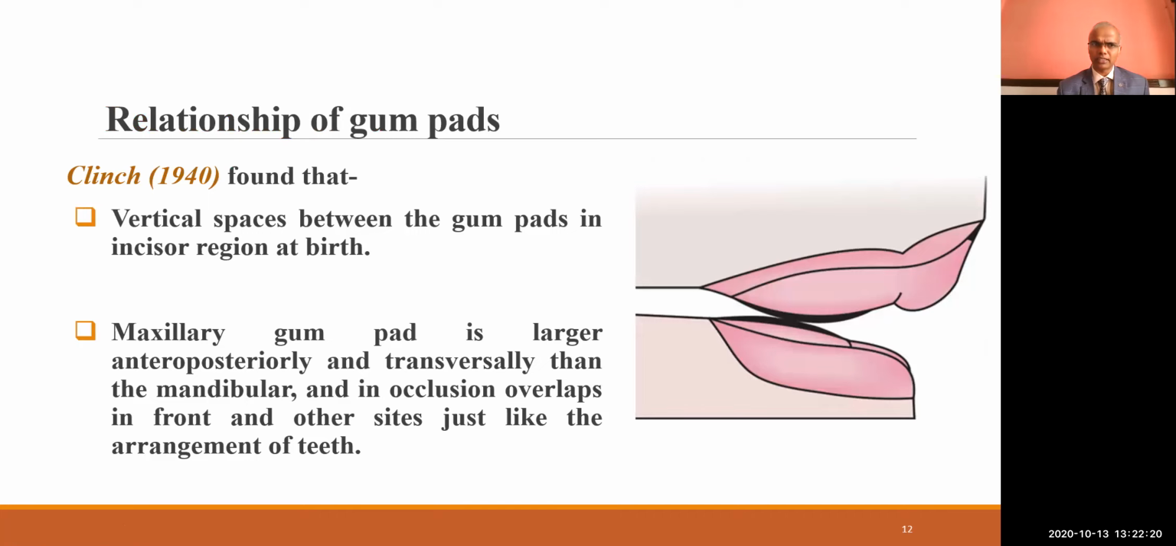Then the relationship of gum pads. Klein found that there are vertical spaces between the upper and lower gum pads in the incisor region at birth. The maxillary gum pad is larger anteroposteriorly as well as in the transverse direction than the mandibular, and in occlusion it overlaps in front as well as at the sides, just like in the arrangement of the permanent dentition, where positive overjet also occurs anteriorly as well as posteriorly.